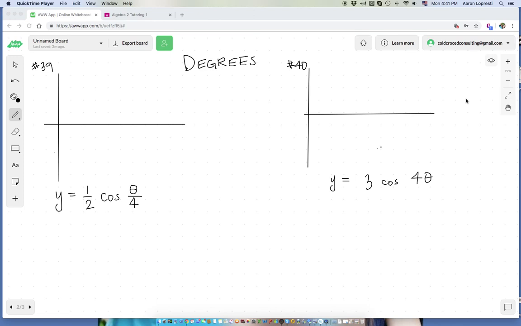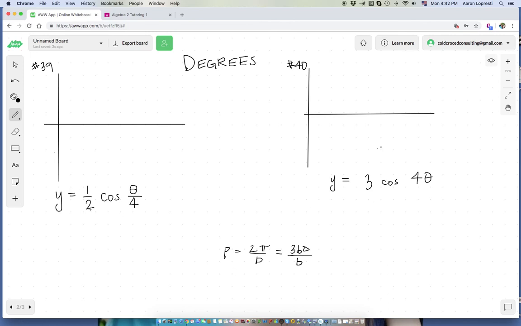40, 43, and 44, graphing those trig functions, one with degrees and one with radians. So, a quick idea: if we're in degrees, then our period, 2 pi over b, is really going to be 360 divided by b. And both of our problems here have b in them, so that's what we'll deal with.